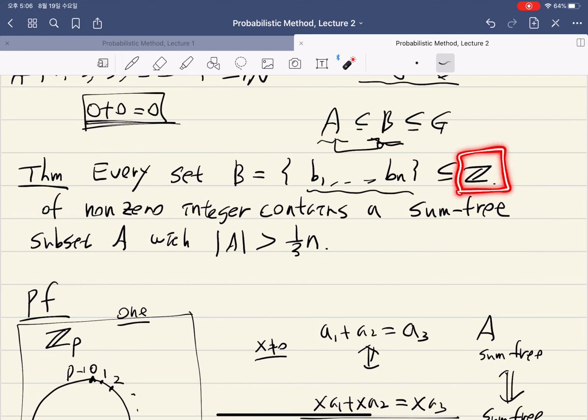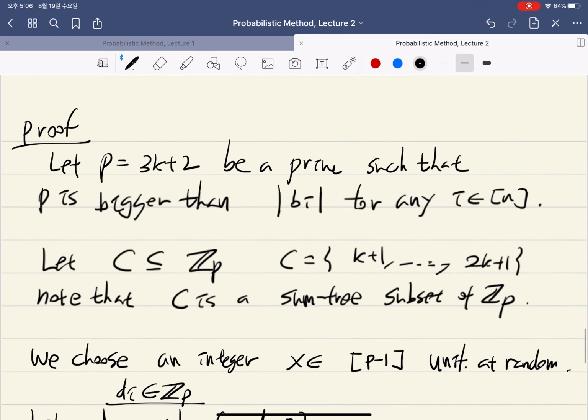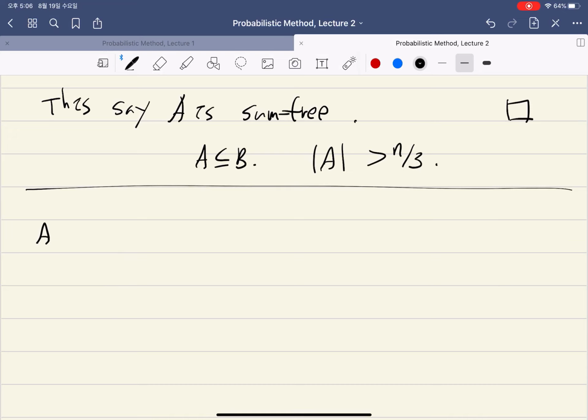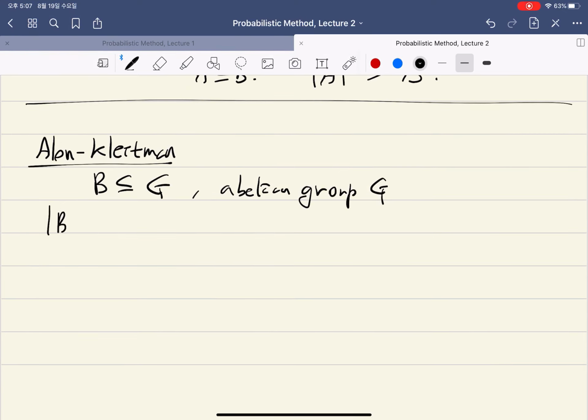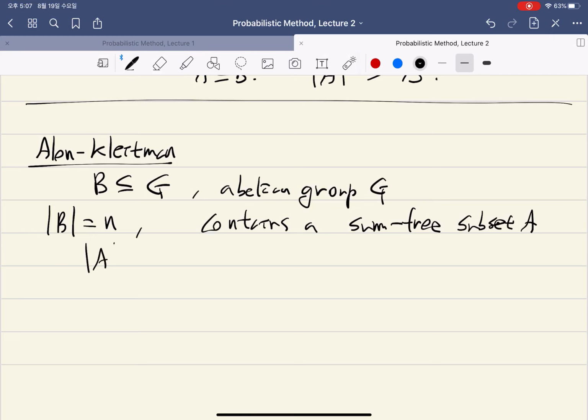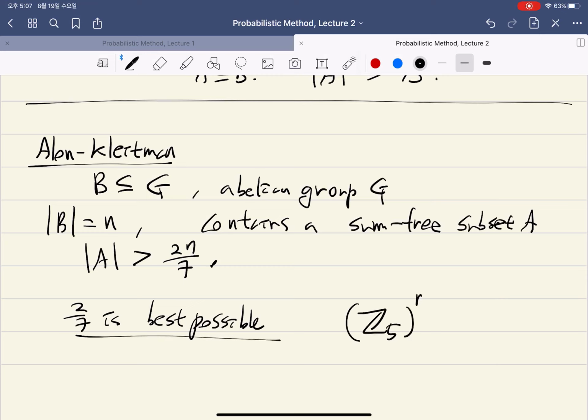So here we consider this integer set, which is one abelian group, and then we consider the subset. Then we can ask the similar question for more general abelian groups. So Alon and Kleitman showed that for a general set B, which is a subset of an arbitrary abelian group, and it has n elements, then this B contains a sum-free subset A with more than 2n over 7 elements. And this 2 over 7 is best possible by considering this specific abelian group.